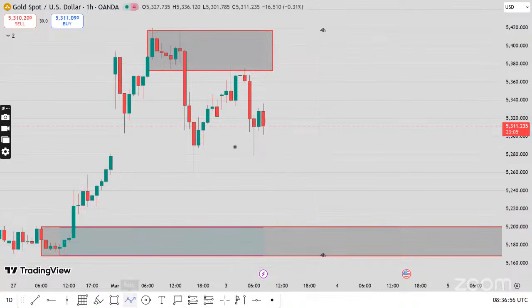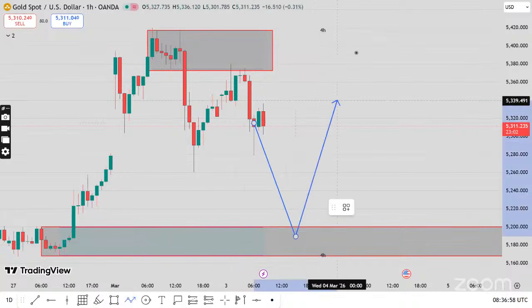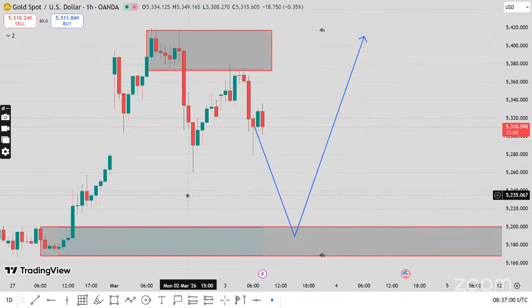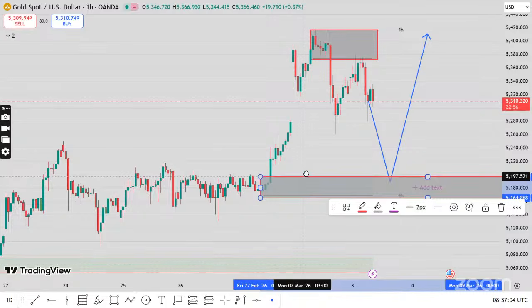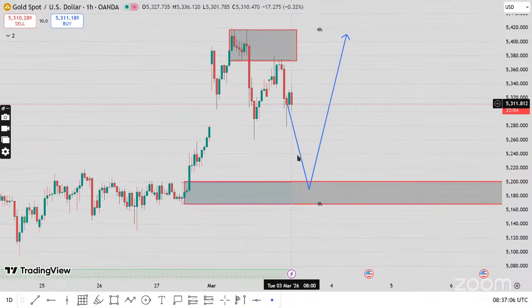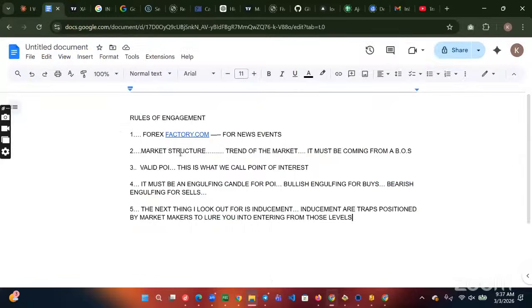All right, we're on 1 hour time frame. So for today, where is my POI, or where is my point of interest? This 4-hour POI, because price has not tapped it. So by price tapping, that brings me to the next information.